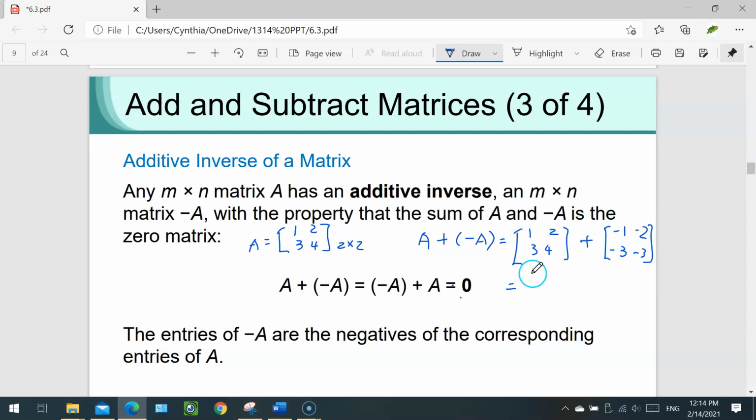So 1 plus negative 1, you get a 0. 2 plus negative 2, you get a 0. And the remaining two are the same. So when the matrix plus the opposite of the matrix, we call it the additive inverse. You are processing the inverse of the addition, right? The inverse of the addition is the subtraction. So when you have A plus negative A of the matrices, you will get a zero matrix.